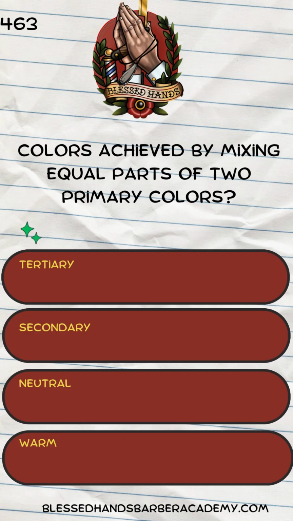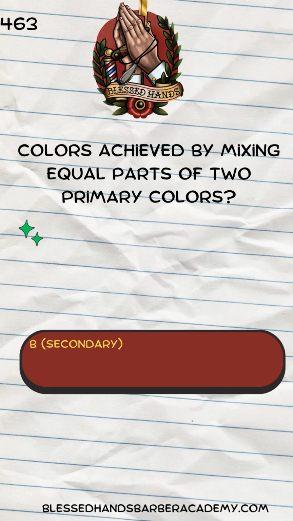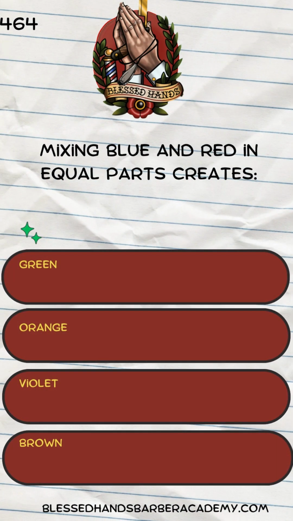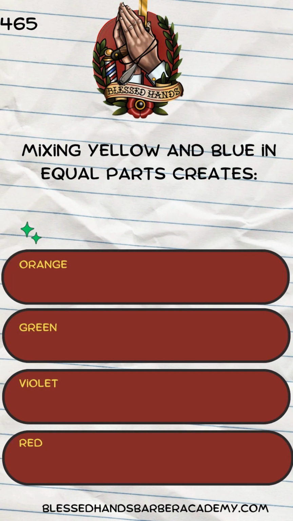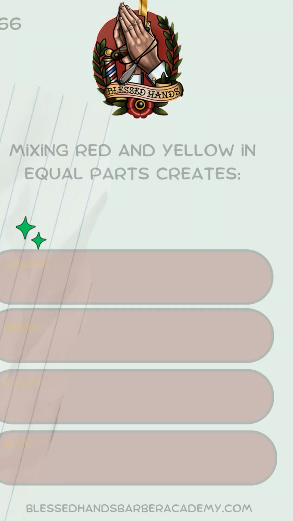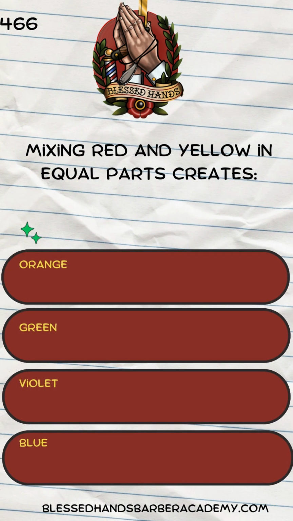Tertiary, secondary, neutral, warm. B. Secondary. Mixing blue and red in equal parts creates green, orange, violet, brown. C. Violet. Mixing yellow and blue in equal parts creates orange, green, violet, red. B. Green. Mixing red and yellow in equal parts creates orange, green, violet, blue.